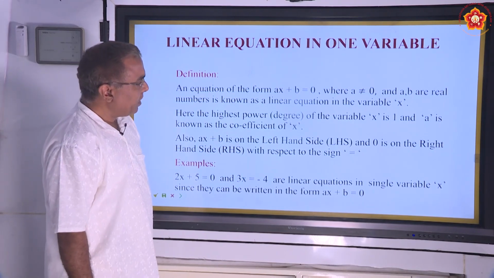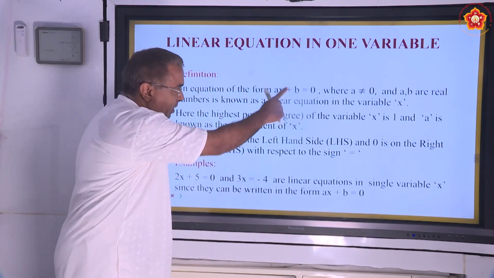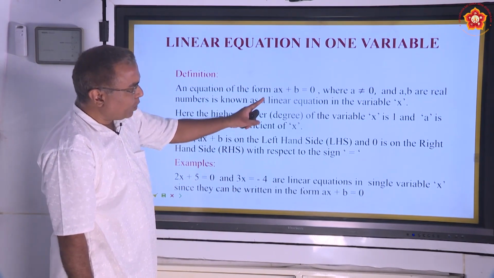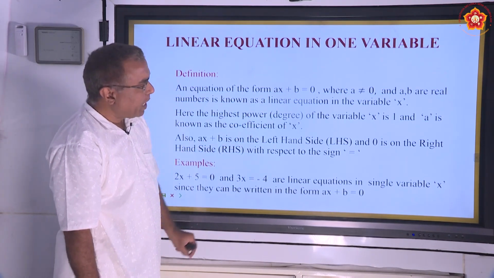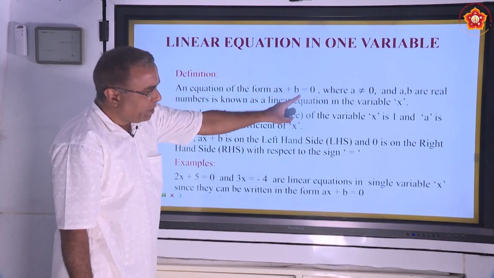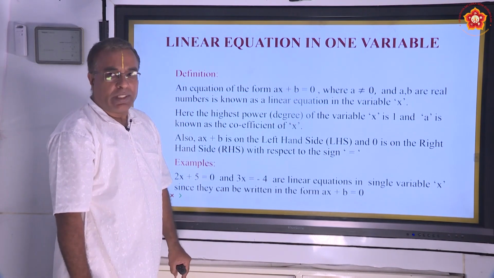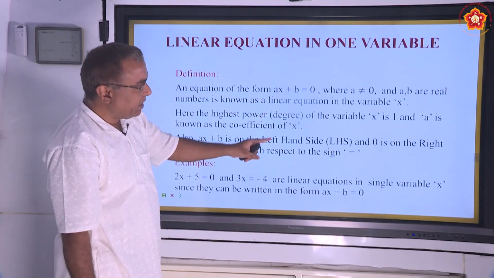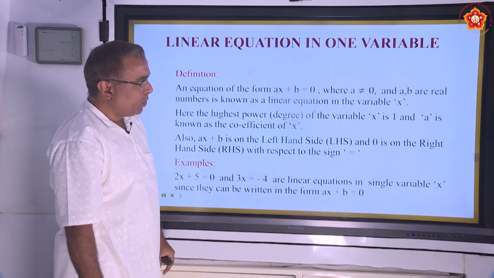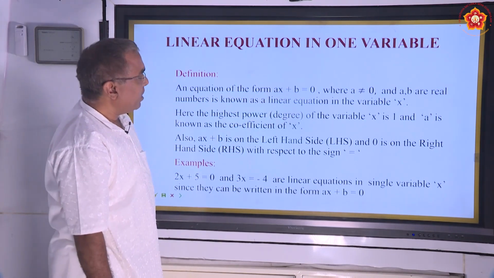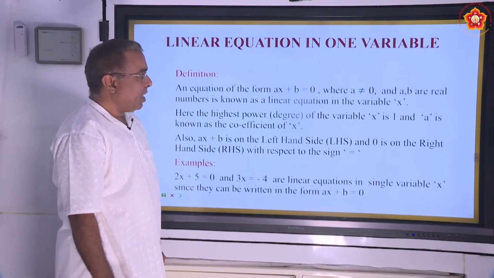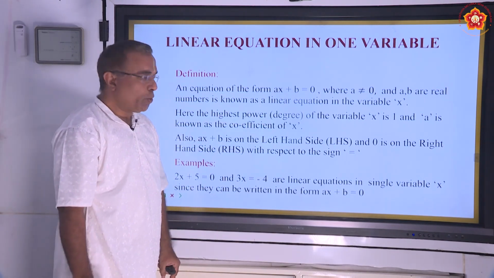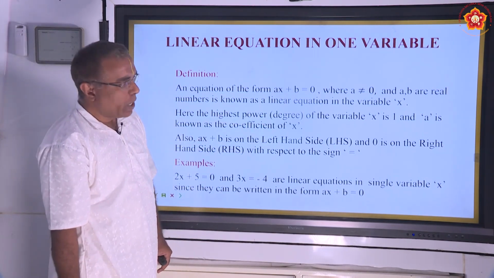So, remember students, if an equation is of the form ax plus b equals 0, what is the condition? a must not be equal to 0. Suppose a is 0, what will happen? This term vanishes, so we will be left with only b equals 0. In that situation, it fails to be a linear equation. That is why we impose the condition a must not be equal to 0, and a and b must be real numbers, and this particular equation is in the variable x. We can also have equations in other variables, say y, z as well.